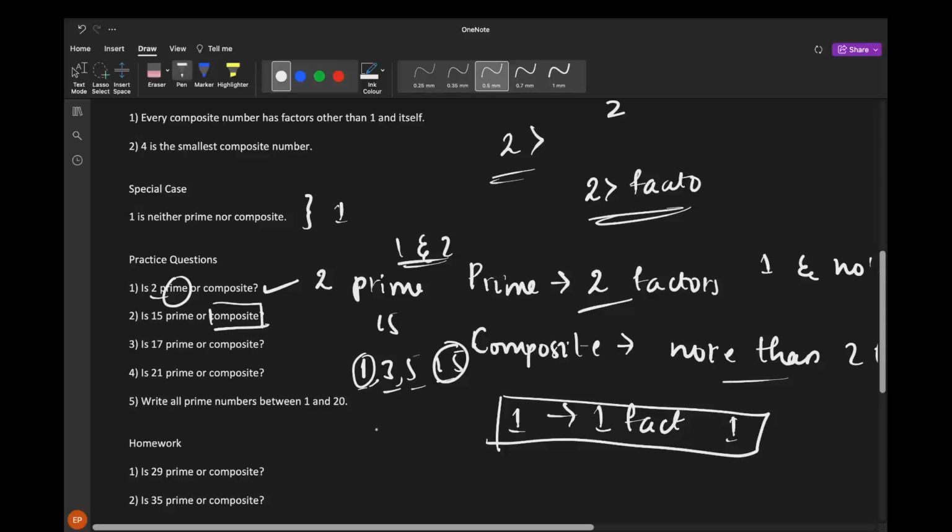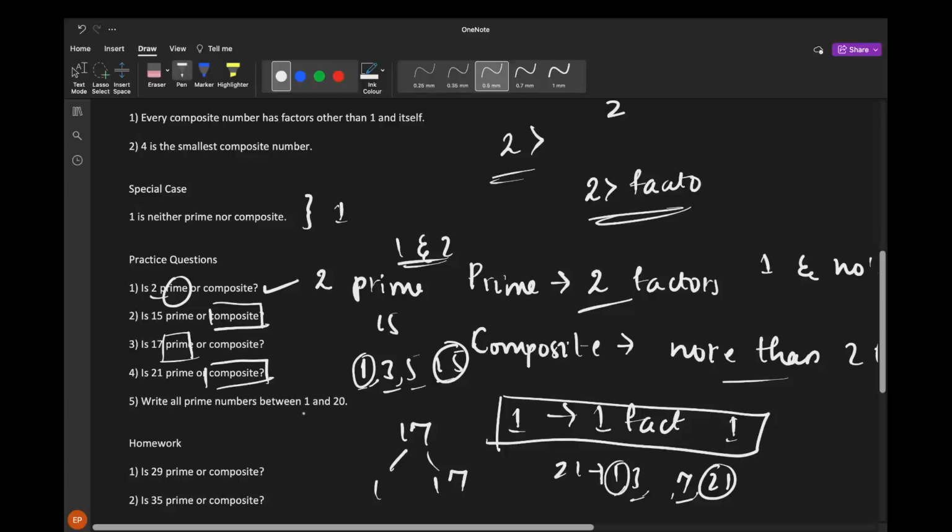Is 17 a prime number? 17 has only 2 factors, 1 and 17. So it is a prime number. Is 21 prime or composite? Let's check. 1 twenty-ones are 21, and 3 sevens are 21. It has factors other than 1 and 21, so it has a total of 4 factors, which is more than 2. It is a composite number.